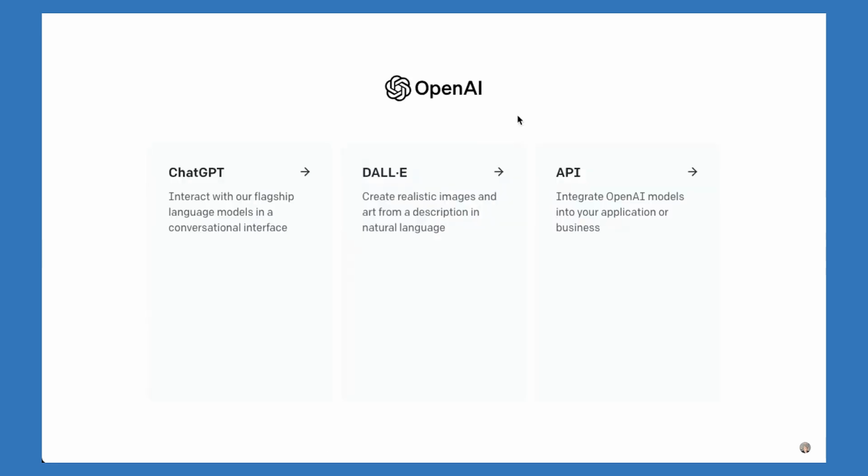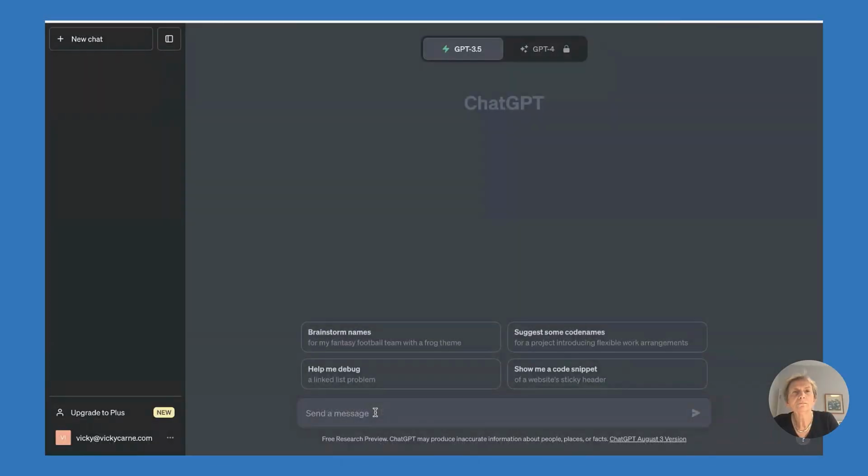Right, when you first come into ChatGPT, you will see you've got an option here. You've got ChatGPT, which is what we're concerned with, DALL-E, which is for creating images, and the API, which is for integration for businesses and not something that we're going to be concerning ourselves with. So let's focus on ChatGPT. Click on ChatGPT. And this is where the magic happens.